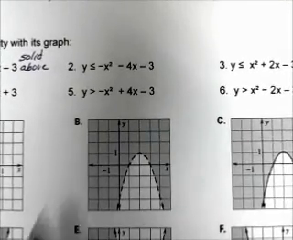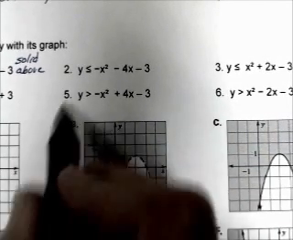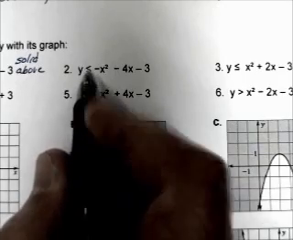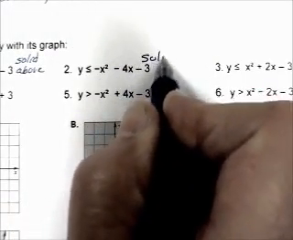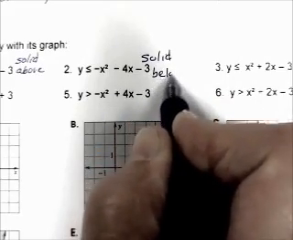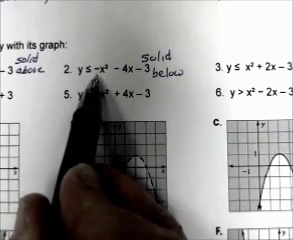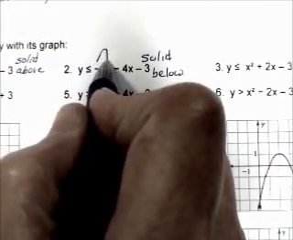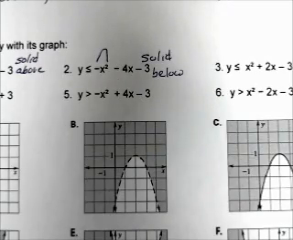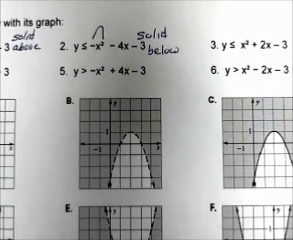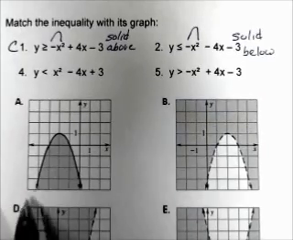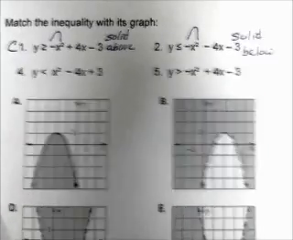Number 2, y is less than or equal to negative x squared minus 4x minus 3. The less than or equal to part means it's going to be solid. Less than, you shade below. And the parabola itself, since it's negative, is shaped concave down. Shading below, solid, concave down. That matches A.